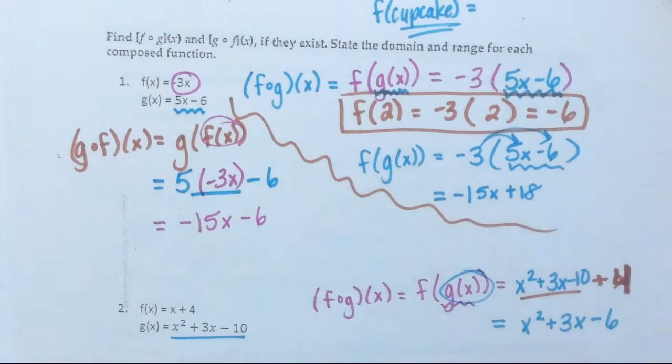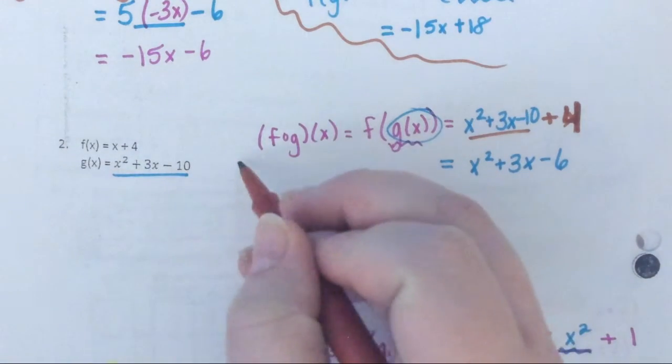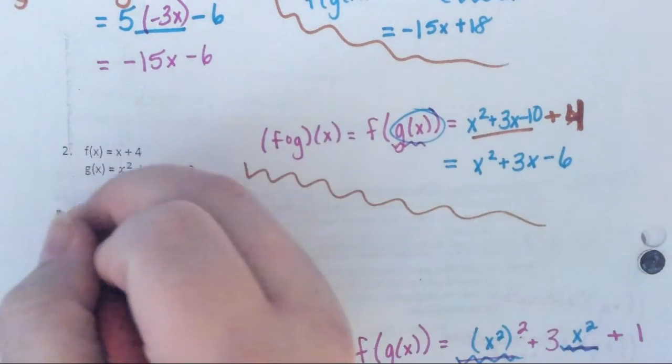Okay, so we found f of g and g of f on number 1. Let's go to number 2 and find f of g and g of f. Okay, so I want to find g of f.